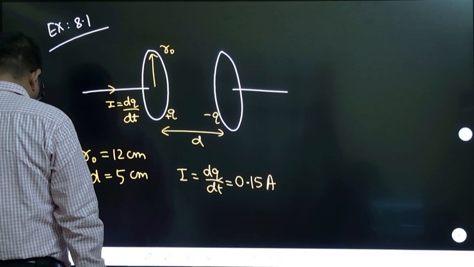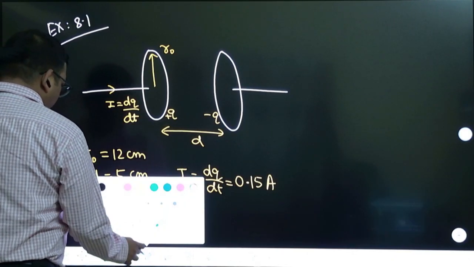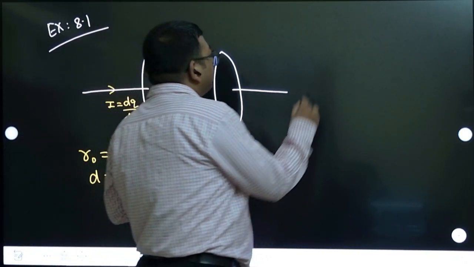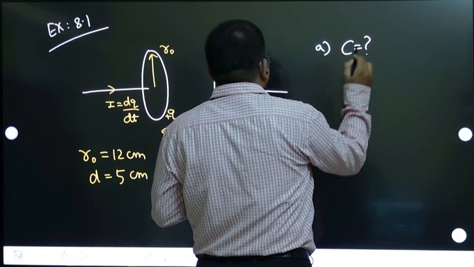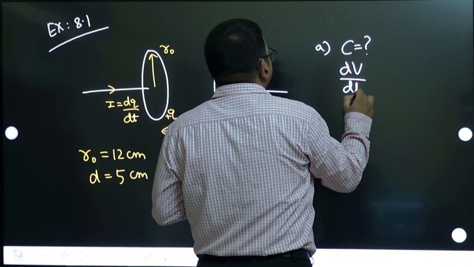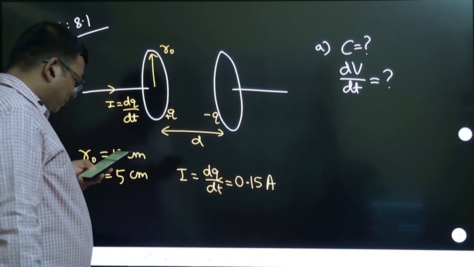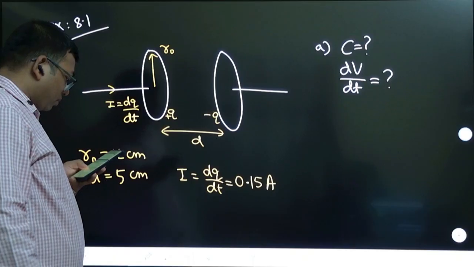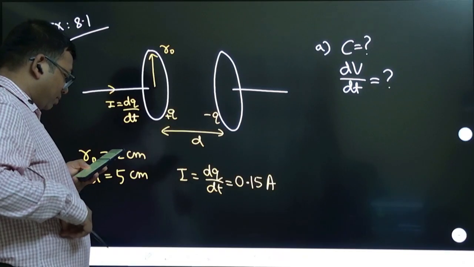Calculate the capacitance. That's the first part of the question. Let us solve that. They are asking two things: the capacitance, and the rate of change of potential difference dV by dt between the plates.